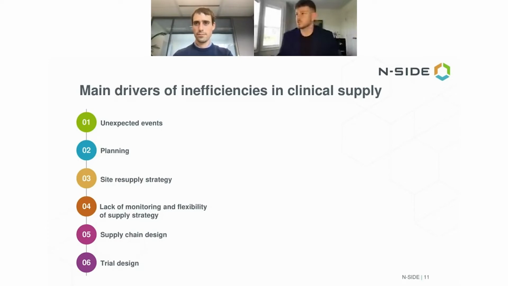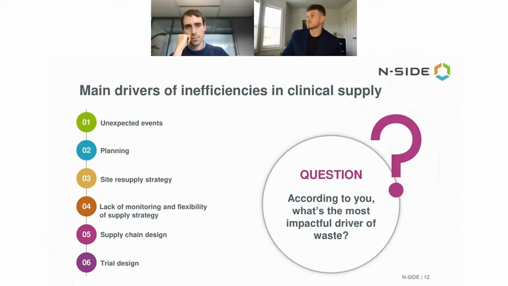Yeah, thanks, Antoine. Appreciate it. So we've given you some main drivers of inefficiencies in the clinical supply chain. We'd love to hear from you here. If you navigate to the right side of your screen, you should see in just a few moments a new poll populating. So our question is for the chat, according to you, what's the most impactful driver of waste? Out of these 6 options, we've bundled the last 2, supply chain design and trial design, into one. But please, and again, anonymously answer in the poll on the right-hand side of your screen.